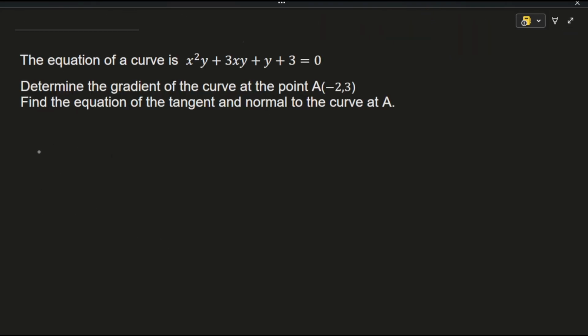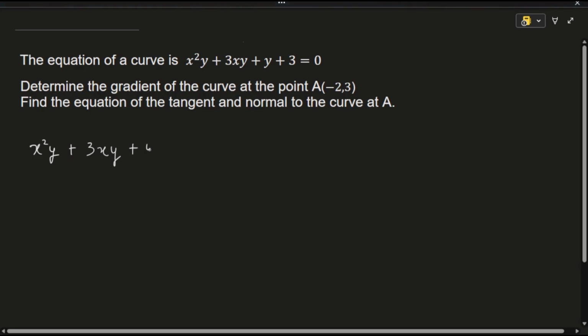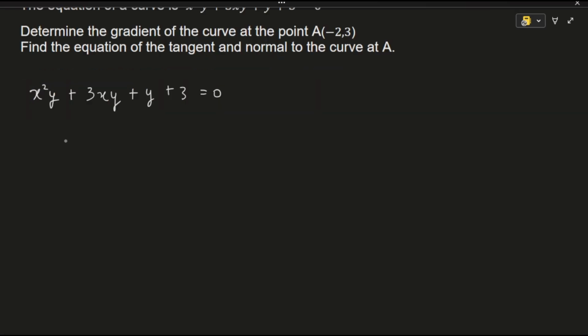Now, for this question, we have an implicit function. So here we are expected to determine the gradient of the curve at the point A, -2, 3, and also to find the equation of the tangent and normal to the curve at point A. So we need to determine the derivative of this implicit function. So we are given this, and this would involve differentiating each term separately.